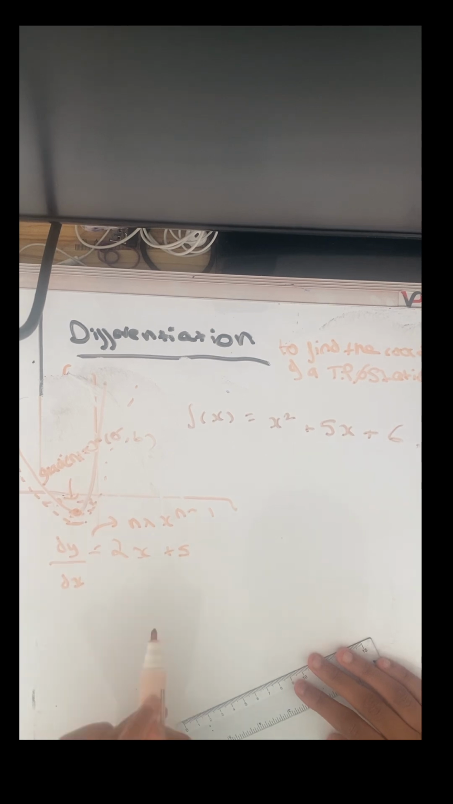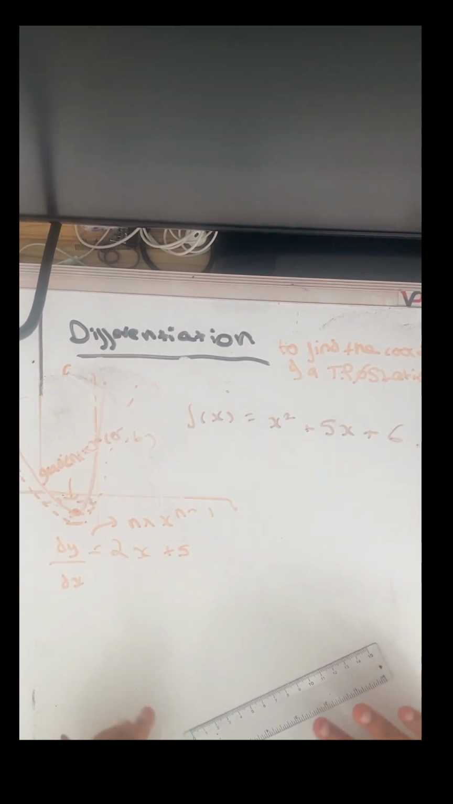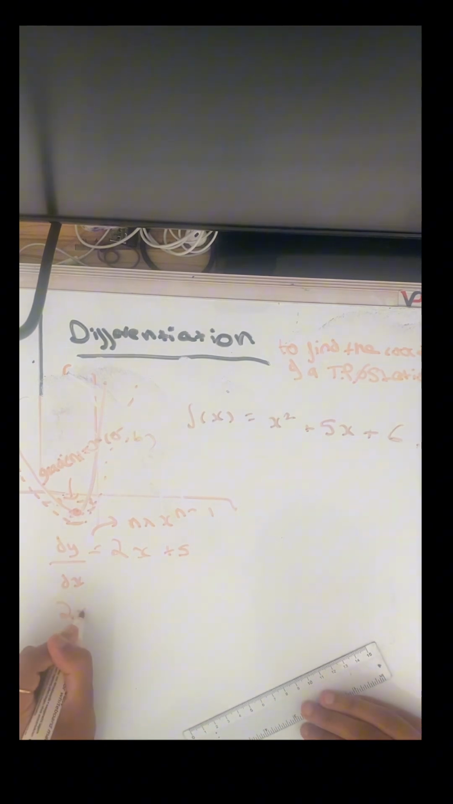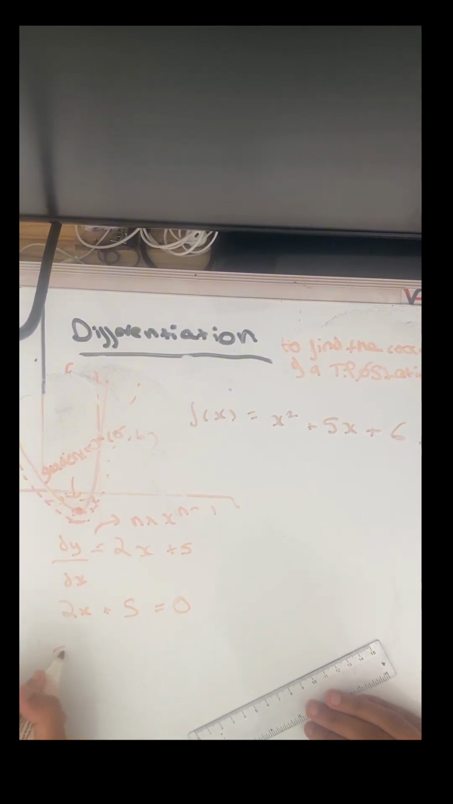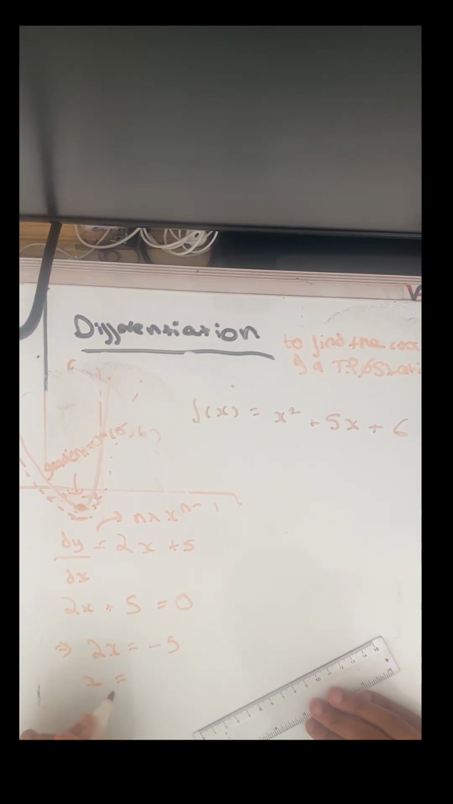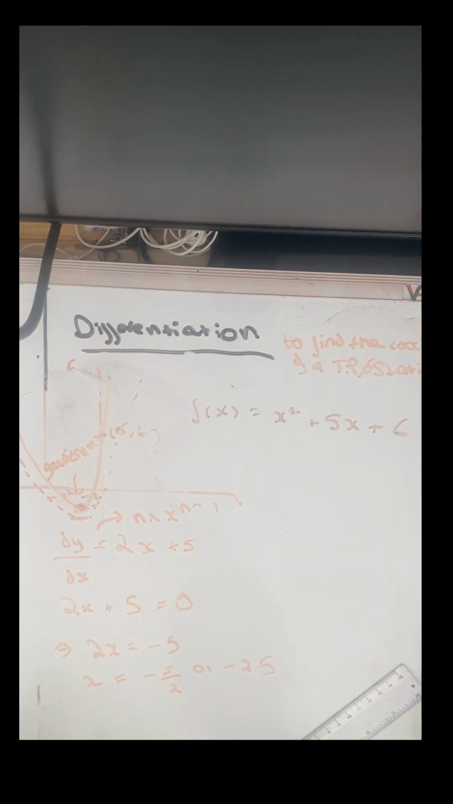So to find the coordinates of this one stationary point, obviously if we had a cubic, it would be 2. If we had a quartic, it would be 3. But what we need to do is make this gradient equal to 0. So we solve this as we would for a linear expression, and we get that x is equal to minus 5 over 2, or minus 2.5. To find the coordinates now, all we need to do is plug this value into this original expression to find the y value at that particular point.